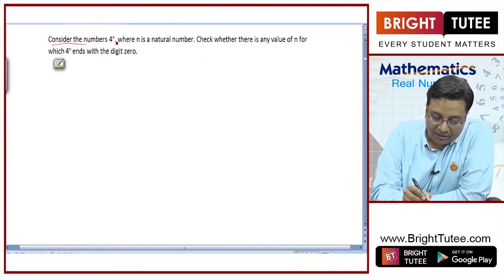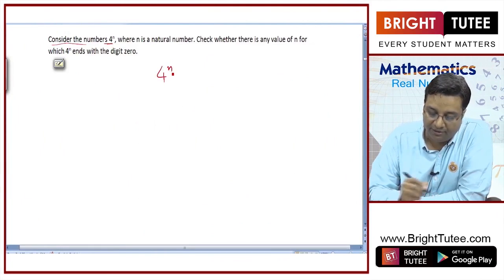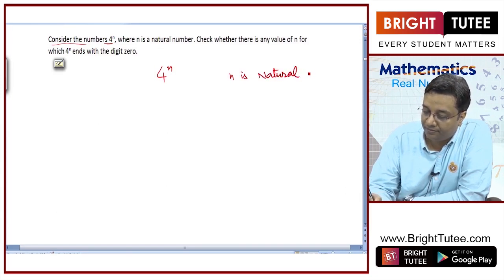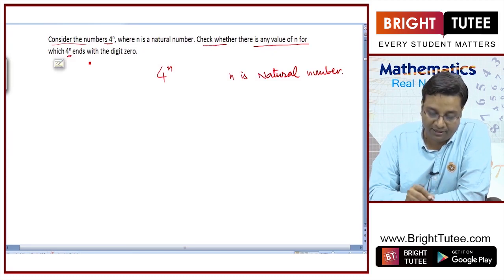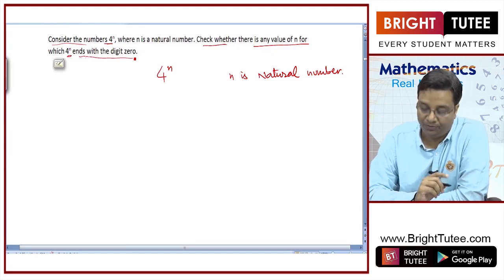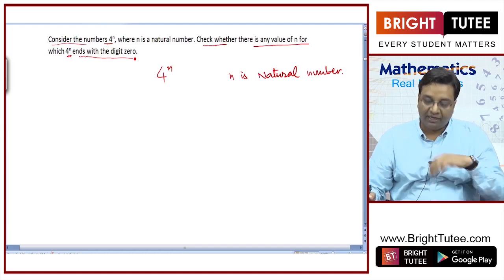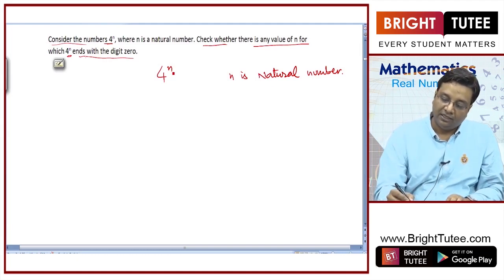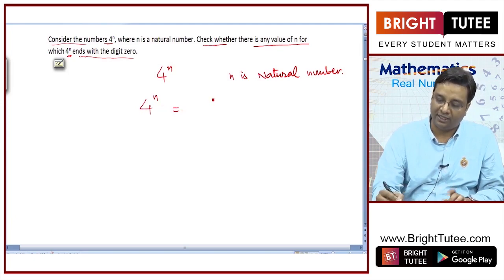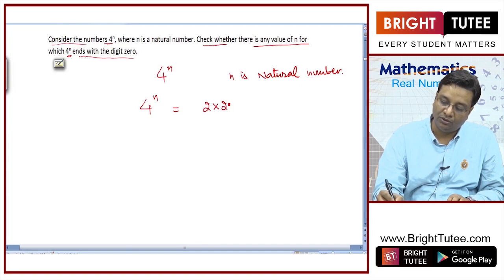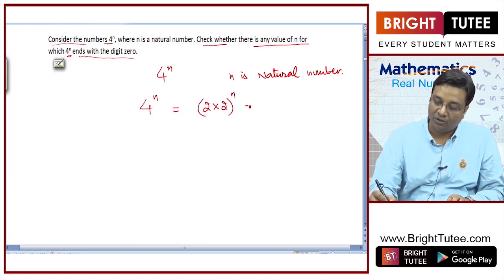So the first question here is, consider the numbers 4 raised to power n, where n is a natural number. Now we need to check whether there is any value of n for which 4 raised to power n ends with the digit 0. Even if n is 250, 300, even in that case, what is 4 raised to power n? If I want to prime factorize it, I can factorize it like this, 2 into 2 raised to power n, right? Or I can write it as 2 raised to power 2n.